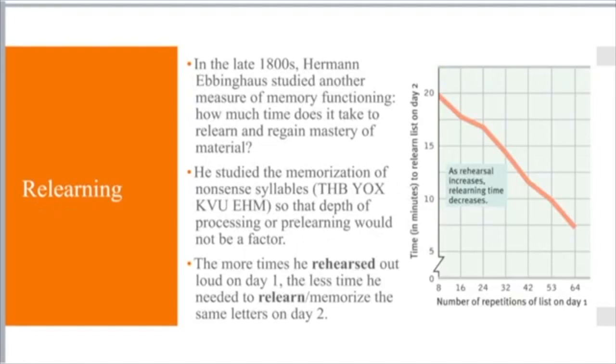If we can learn the material more easily the second time, we must have preserved some of that memory, right? So looking at the relearning process, here you have a graph that shows basically that the more times somebody rehearses out loud, the less time somebody needs to relearn or rememorize the same letters on day 2, right?